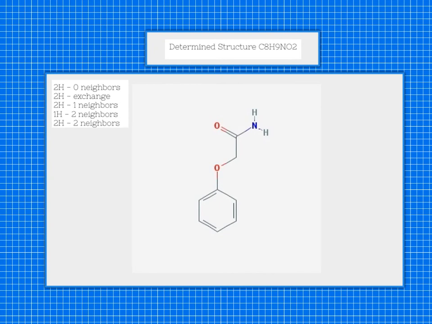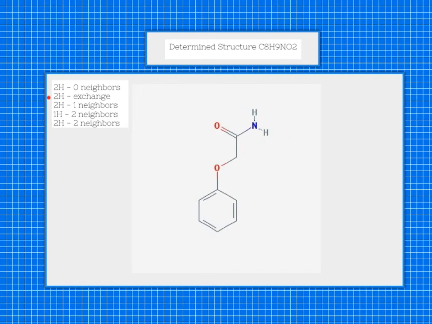So this is the structure I determined from the 3 spectra that I've analyzed so far. The first thing I'm going to do is show where these different protons are located in our structure. We have 2 protons here with 0 neighbors. These are the 2 protons coming off of the carbon in between these 2 carbons with no protons, or oxygen in that case. The 2 protons, which are the exchange protons, are the ones I predicted to be on the amide, so we see that that works out.